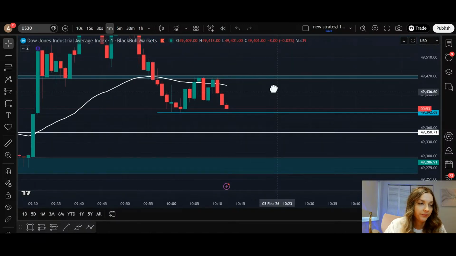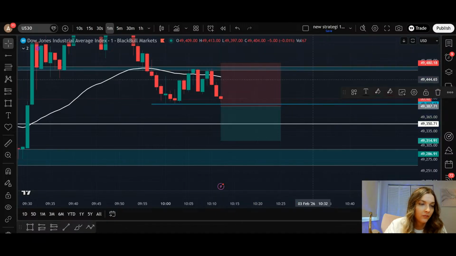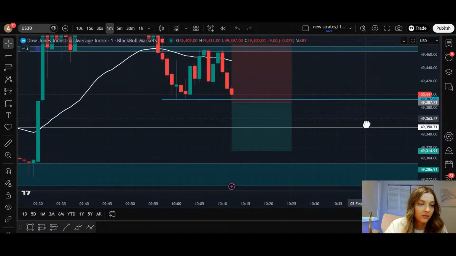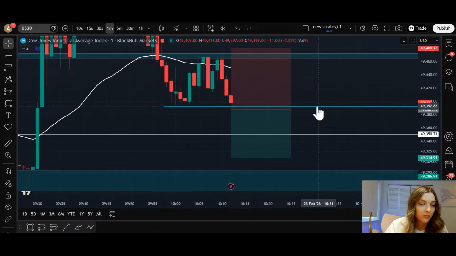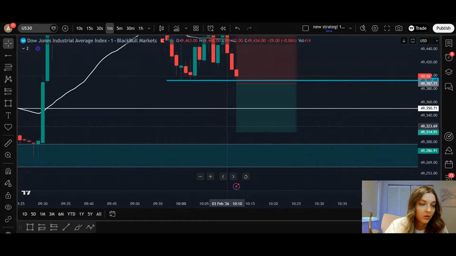Sell. Here, if it crosses this, you can go on a sell. If it crosses this blue line here, just below, you can go on a sell.